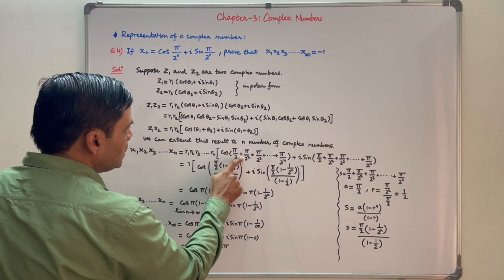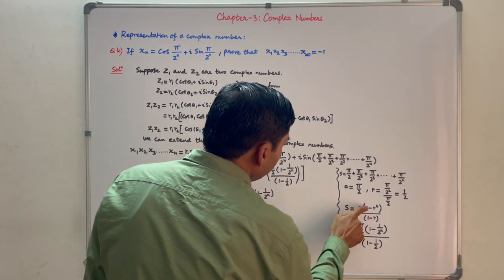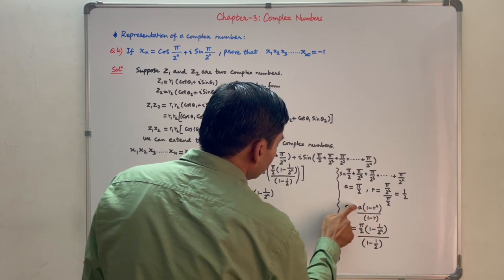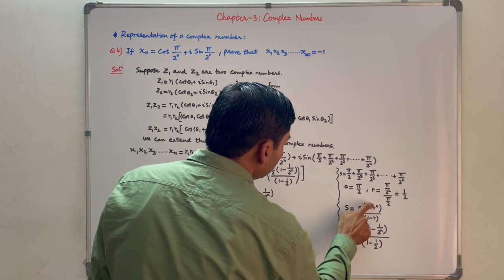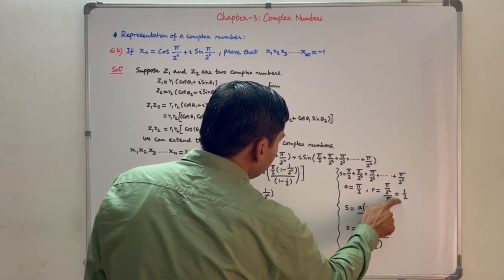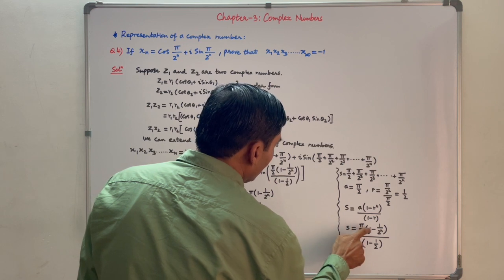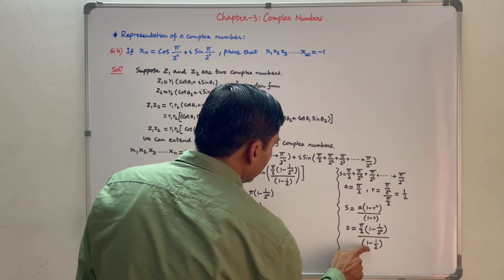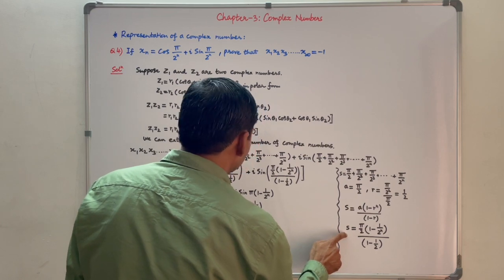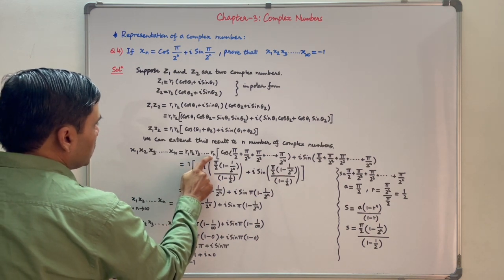This is a GP series whose sum is given as S is equal to A into (1 minus R to power n) upon (1 minus R), where A is first term, R is common ratio, and n is the number of terms. First term is pi by 2, common ratio is 1 by 2, and number of terms are n. So S is equal to pi by 2 into (1 minus (1 by 2) to power n) upon (1 minus 1 by 2). We will study this in sequences and series chapter. Here r1, r2, r3, rn are all equal to 1.